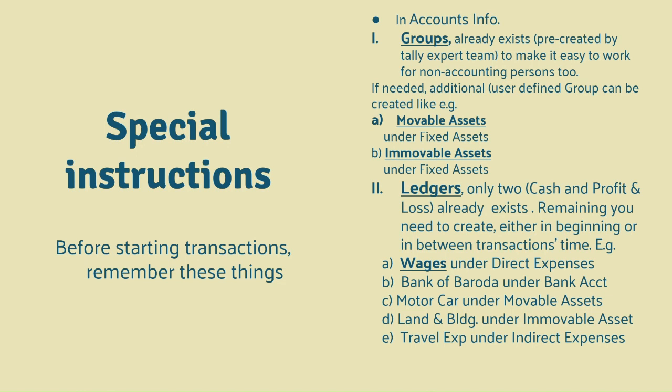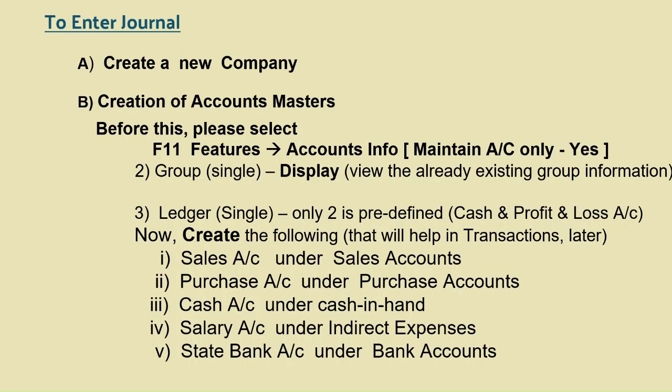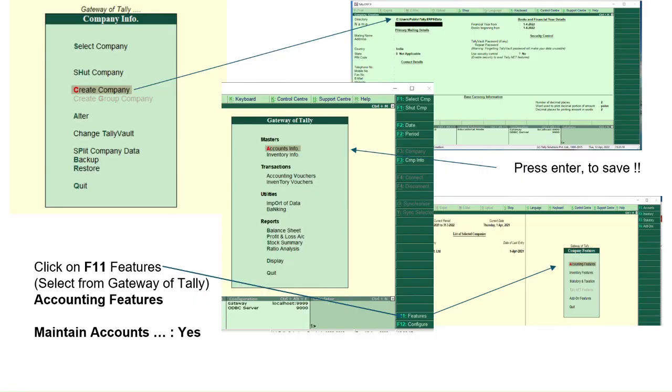Now we'll see, first, before we enter the transaction, you need to create a new company and you have to do the settings, accounting settings, and one by one whatever ledgers you need, all you have to open. I'll show you. First, create a company in the main page. In the side toolbar, you have to click this company information. When you click that, this page will be opened.